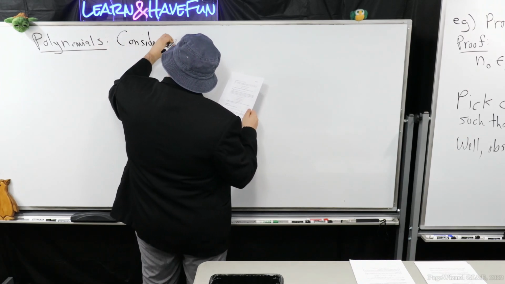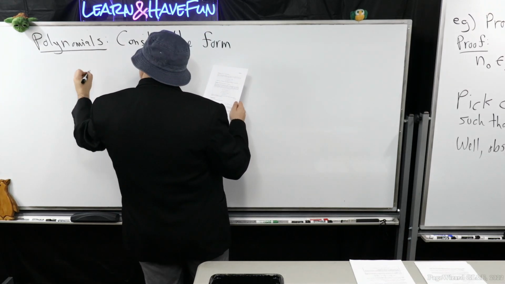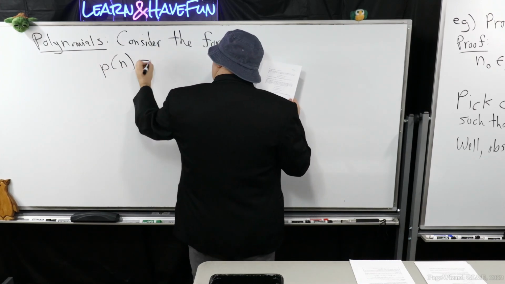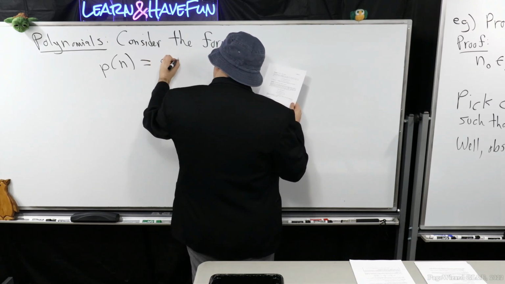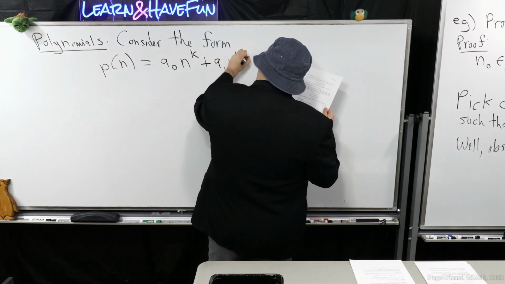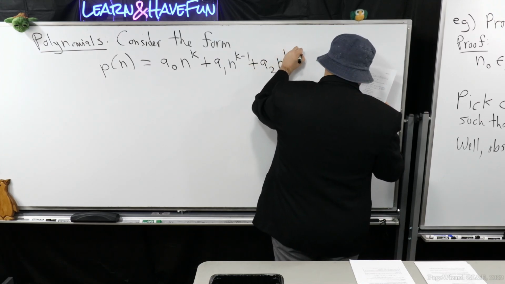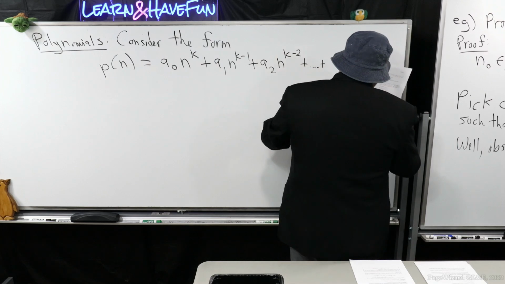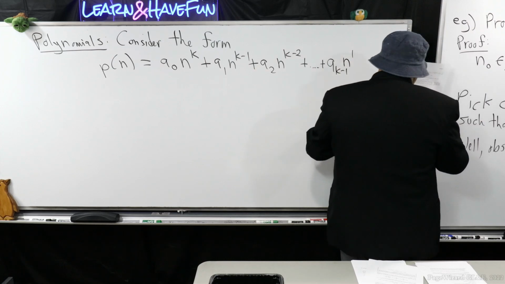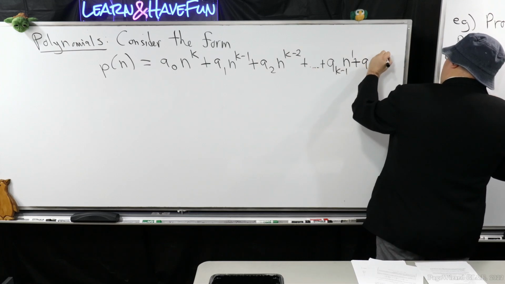So consider the form P of n. This function is going to be called P. It's going to have coefficients. The first one's going to be called a0. It's going to be multiplied by n to the k, plus a1 times n to the k minus 1, plus a2 times n to the power of k minus 2, all the way down to a sub k minus 1 times n to the power of 1, plus a k n to the power of 0, which is just 1.